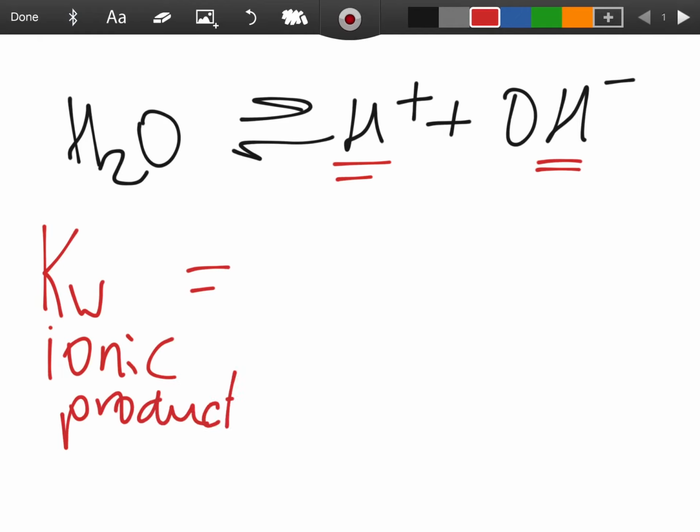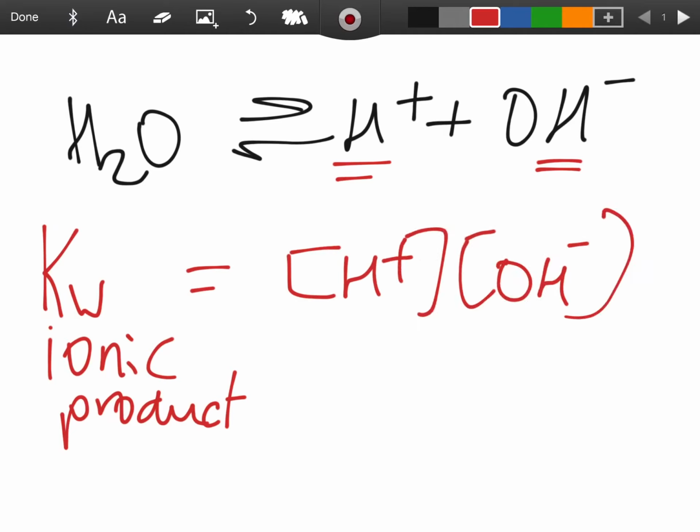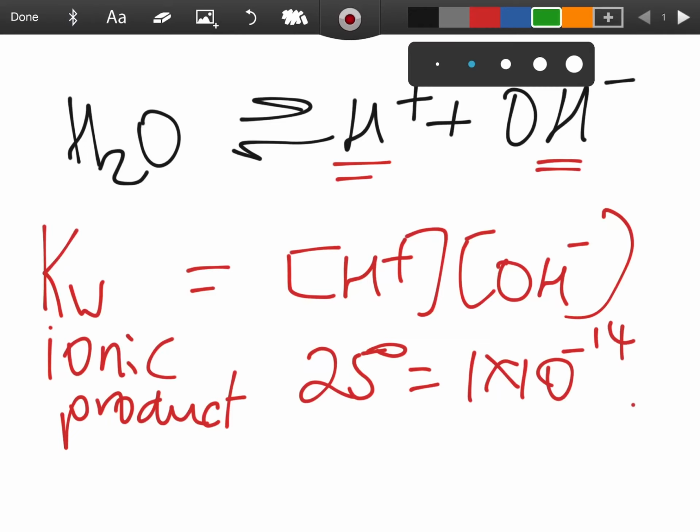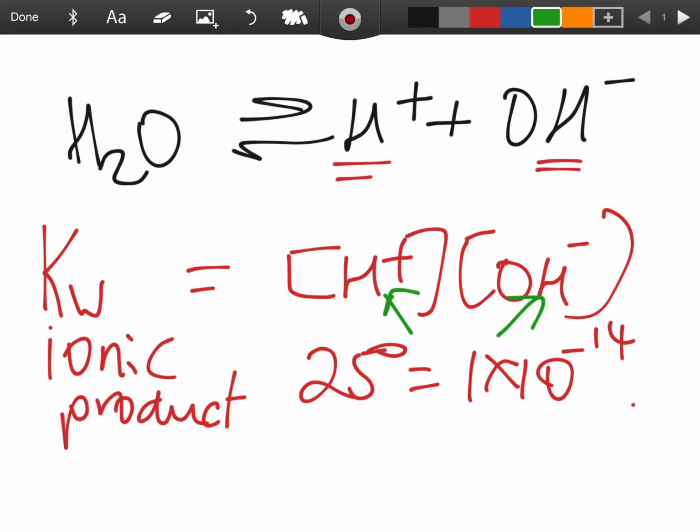Now, what ions are formed from self-ionization of water? H plus ions and OH minus ions, okay? So that's the ionic product of water, H plus and OH minus. Now, at 25 degrees, the ionic product of water is 1 by 10 to the power of minus 14, okay? Now, because water is neutral, what does that mean? Well, it means that this and this are the same. So what's inside the brackets are the same.